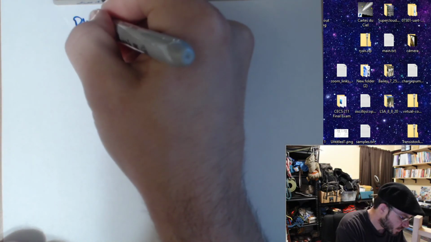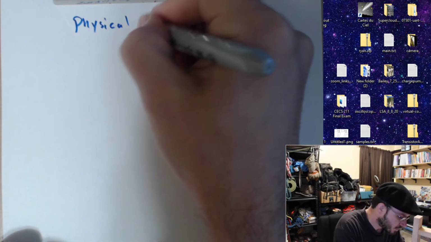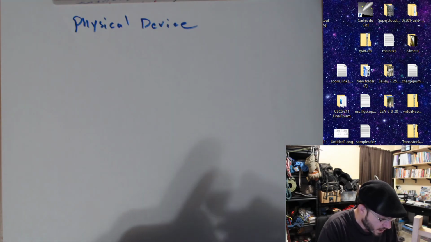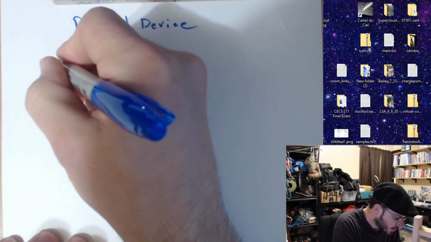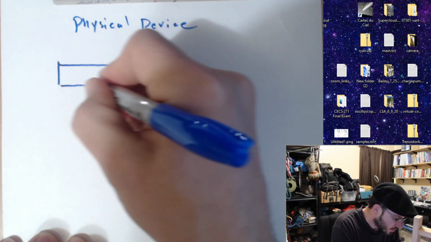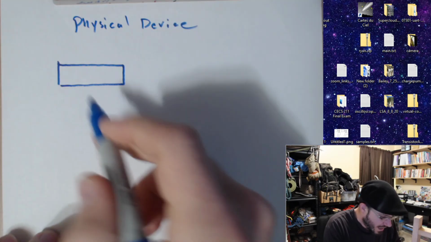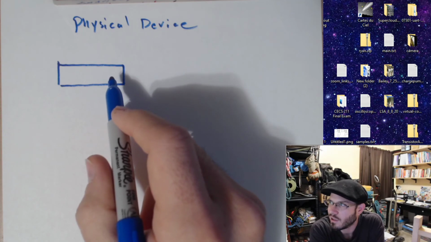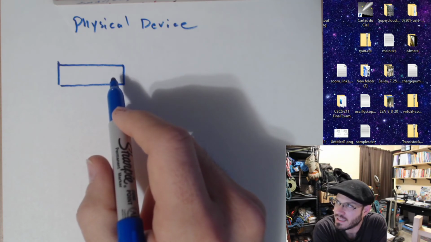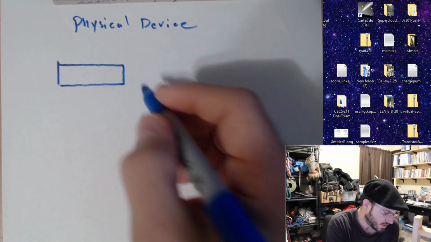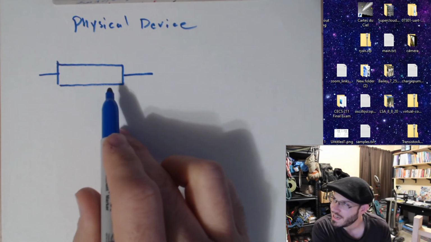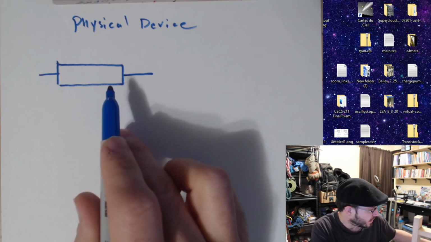Now, the physical device, generally speaking, is a cylinder, generally black, and it's about the same size as a resistor. However, we know that a diode has polarity.